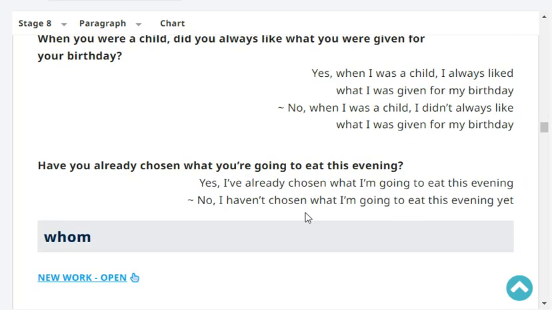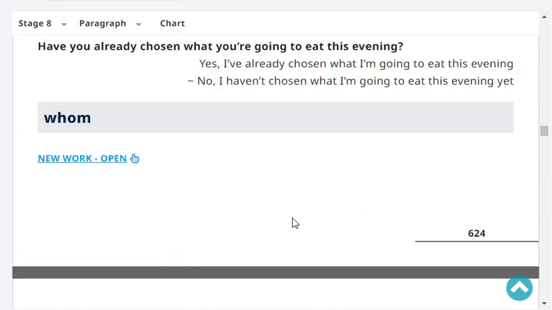Have you already chosen what you're going to eat this evening? Yes or no? No, I haven't chosen what I'm going to eat this evening. Very good.